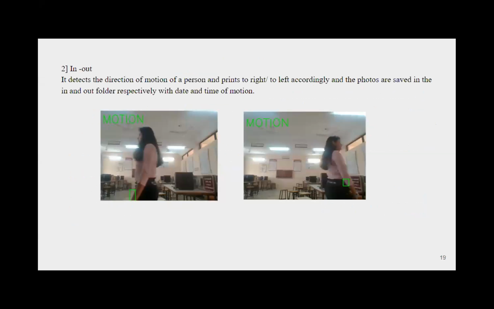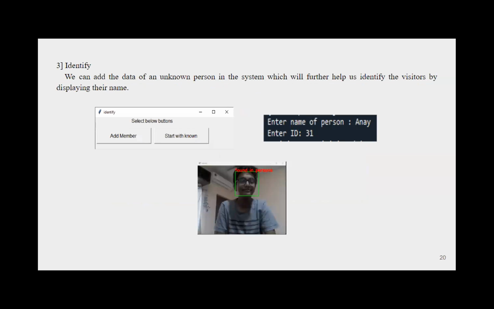Second, the in-out function. It detects the direction of motion of the person and prints to the right or to the left accordingly, as shown in the images. Third, identify. It identifies the face of the person, as shown in the frame, and the name is also detected if it is available in the database.